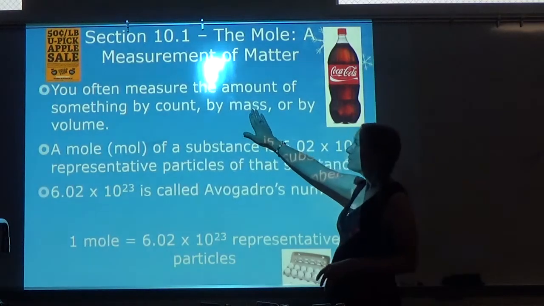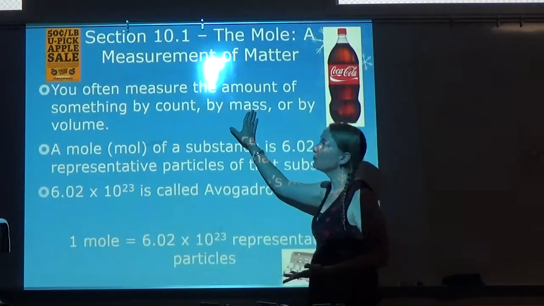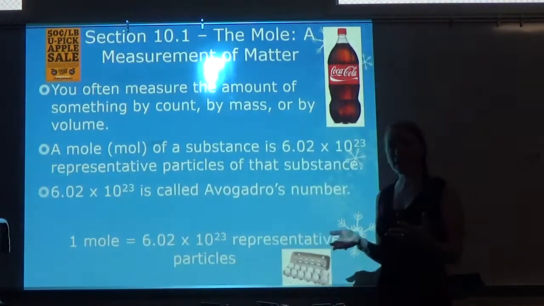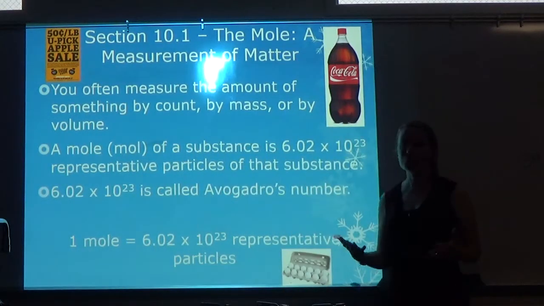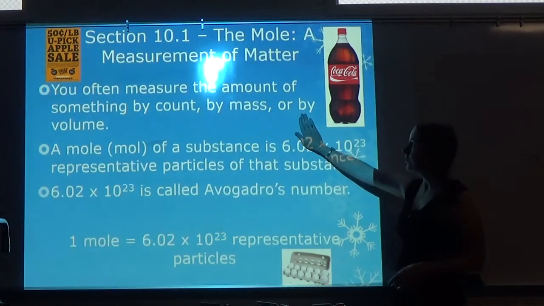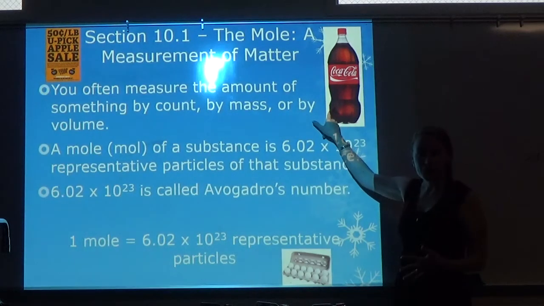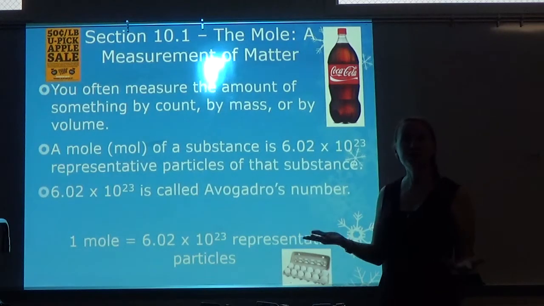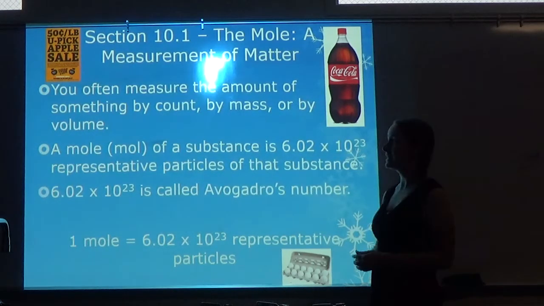By mass, sometimes when you buy produce at the grocery store, like apples and things like that, you put them on the scale so you can get the mass and then you're charged per pound or something like that. Or by volume, that's how we buy a lot of our drinks, like we buy a 2 liter of Coke, and that's measured by volume, or sometimes they'll say 500 milliliters or something like that.